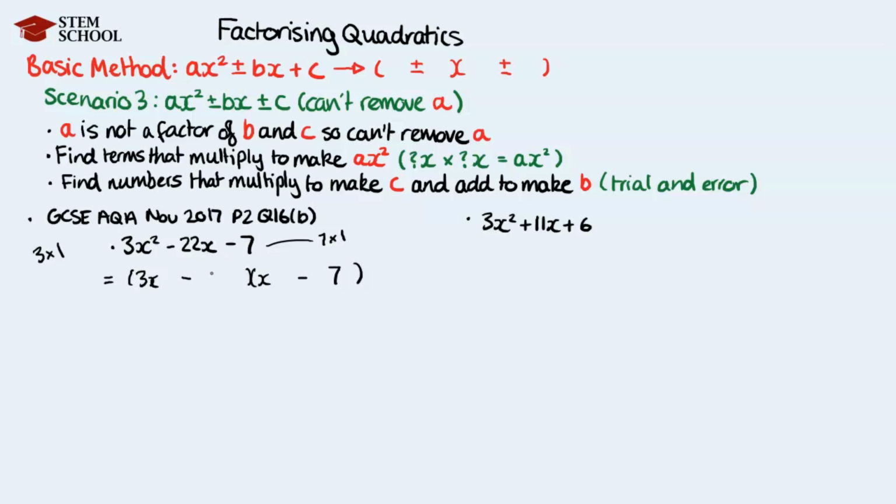So 3x times minus 7, I'll get minus 21x. Then if I do a minus 1 here, which is the other number for this combination, I'll get the minus 22x, okay? So that's how you do it. It's just trial and error, okay? So let's move on to the next one.